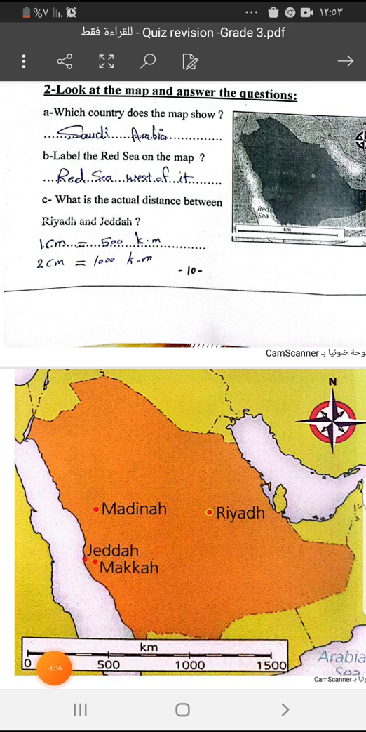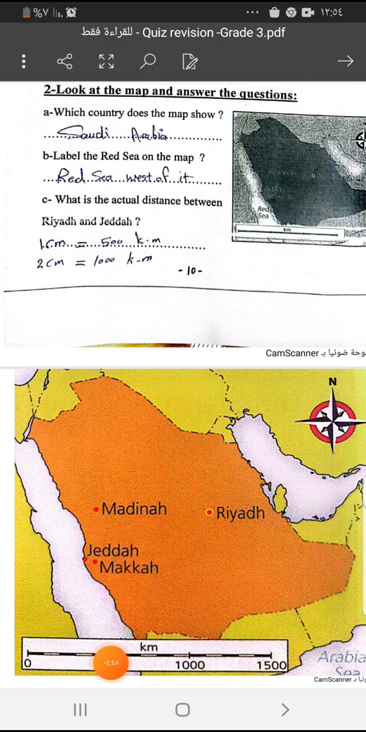Look at the scale. The scale is divided into centimeters, but every centimeter equals 500 kilometers. But how? If you have a ruler, try to use it and measure the distance from 0 to 500. You will find it 1 centimeter. From 500 to 1000, another centimeter. From 1000 to 1500, another centimeter. So every centimeter is equal to 500 kilometers because we add 500 every time.